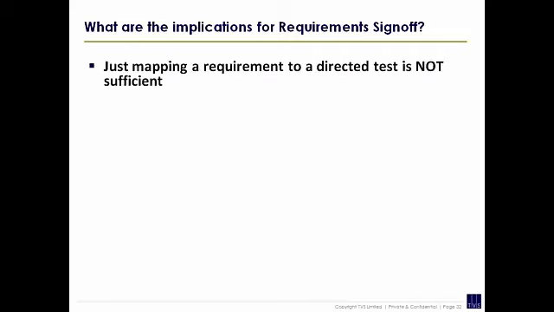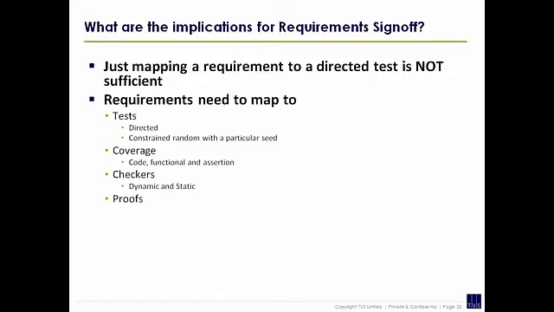As I said before, you can't just map now to directed tests. We have to map to functional coverage, code coverage, assertions, formal proof. So lots of different ways that we need to now be able to sign off our requirements, because our requirements method and our verification traceability is still important to us. And what we have to do is, if we want to validate our verification, we have to demonstrate that every single requirement has been properly verified.